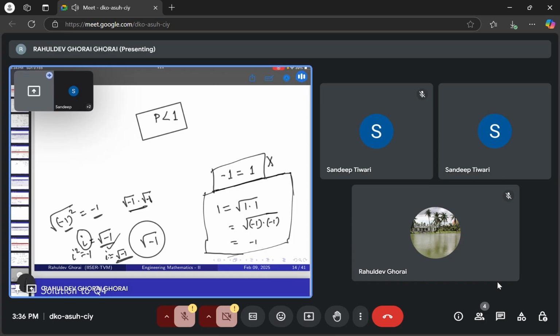Defining square root of minus 1. How do you define square root of minus 1 first of all? That is the question. That's why I'm telling.